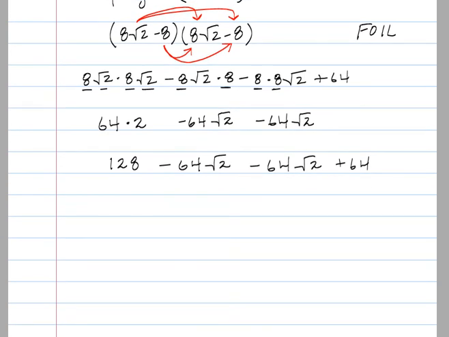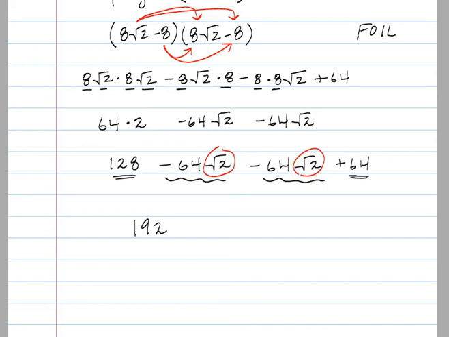Okay, let's combine our like terms here. We have 128 and 64, which are both constants and can be combined to equal 192. And then notice our two middle terms here are like radicals, and that simply means they have the same radical part. The square root of 2 is what they have in common.